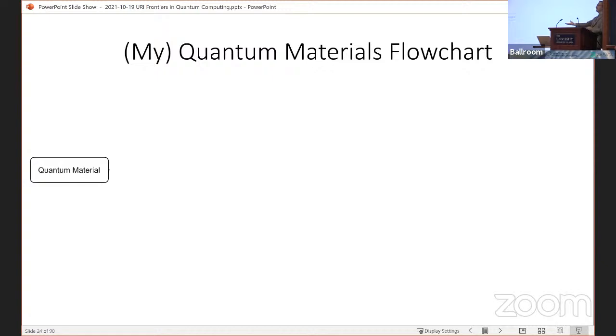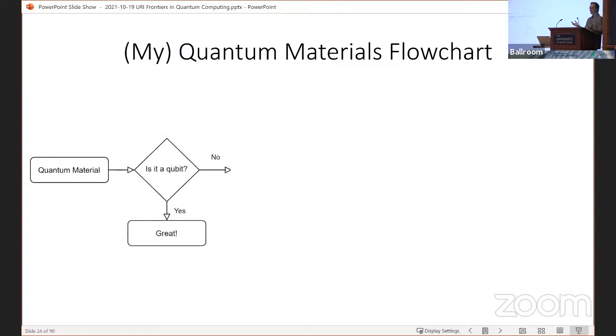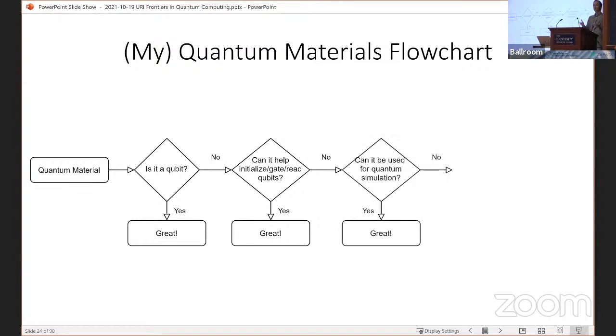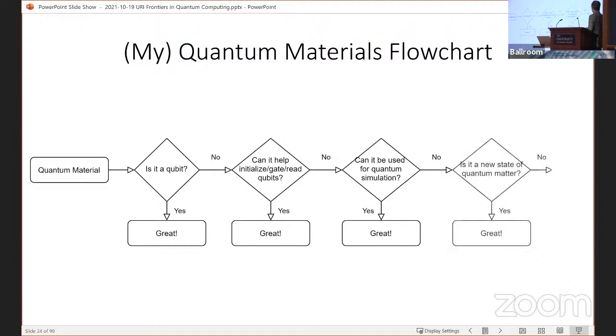So when I am presented with, let's say at a conference or somewhere, some quantum material, I ask myself, oh, is it a qubit? Like, is there a two-level system? If so, well, that's great. But maybe if not, maybe it can help, right? Maybe it has some property that could be useful in controlling or processing quantum information, or maybe it could be used for quantum simulation. Or maybe it's just a new state of quantum matter, right? Something that's just simply really interesting. If not, then okay, maybe I'm less interested in that system.